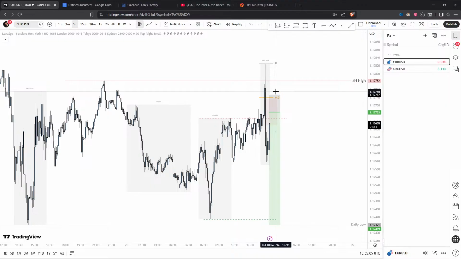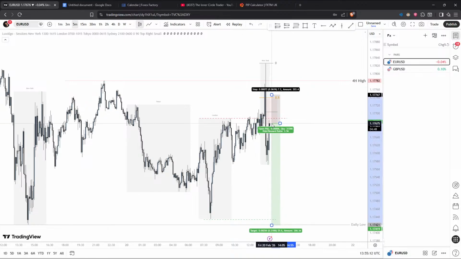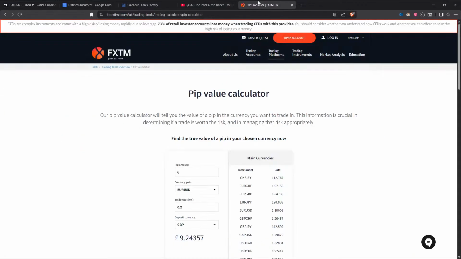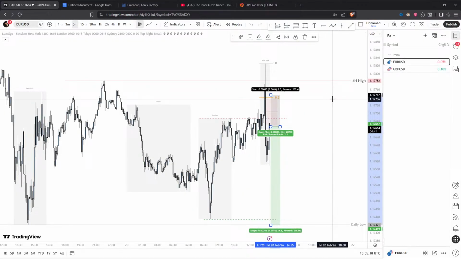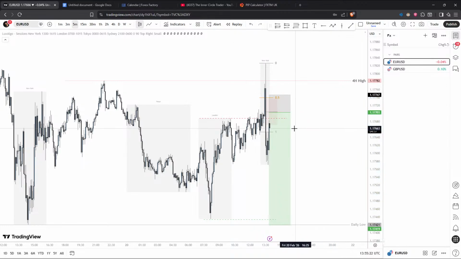So this is 7.7. So 7.76. What does that do to us? We're supposed to enter right now. This is two, eight pips. We're just gonna enter like this.